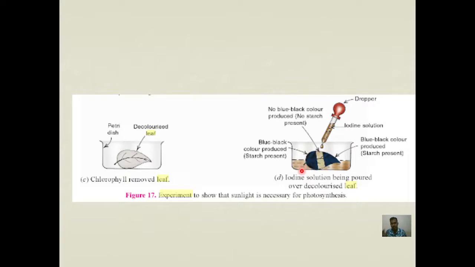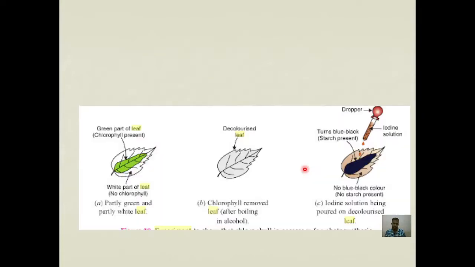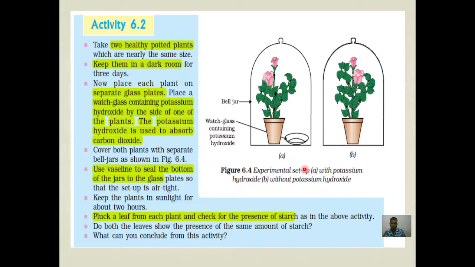So wherever the region has been covered, when you add iodine solution, that region will not show any color change. This indicates that sunlight is responsible for photosynthesis to occur. Sunlight is one of the raw materials required for photosynthesis to occur. The same experiment we can also do to test another raw material, that is carbon dioxide. So you can see, in the same way we are going to test that carbon dioxide is necessary for the photosynthesis process.